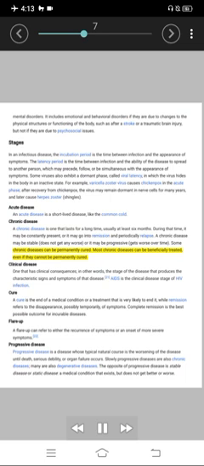Clinical disease. One that has clinical consequences, in other words, the stage of the disease that produces the characteristic signs and symptoms of that disease. 21. AIDS is the clinical disease stage of HIV infection.